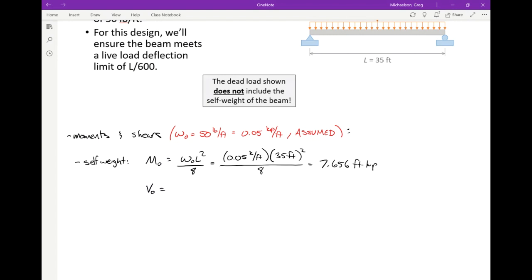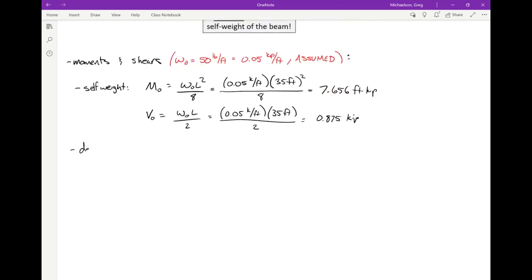And our shear is W naught L over 2. I guess I never really specified this, but whenever I use a sub naught, like the sub O, that's what I call the original weights, like the self weight. So whenever I have a sub 0, that's what I mean by that. So 0.05 kips per foot, 35 feet over 2. So that is 0.875 kips.